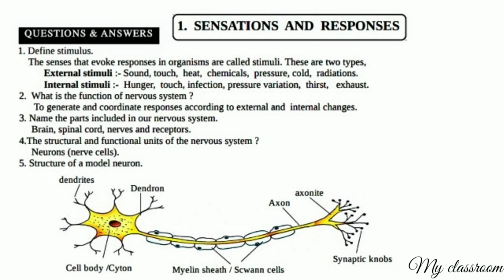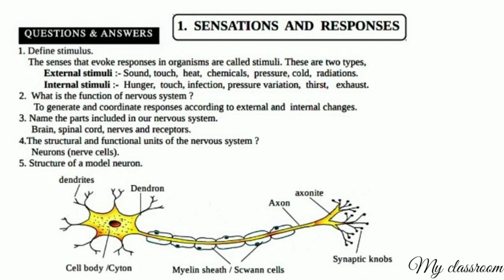The senses that evoke responses in organisms are called stimuli. These are of two types, external stimuli and internal stimuli. External stimuli include sound, touch, heat, chemicals, pressure, cold, radiations. Internal stimuli: hunger, infection, pressure variation, thirst, exhaustion.